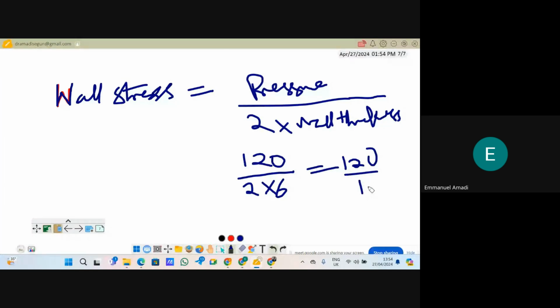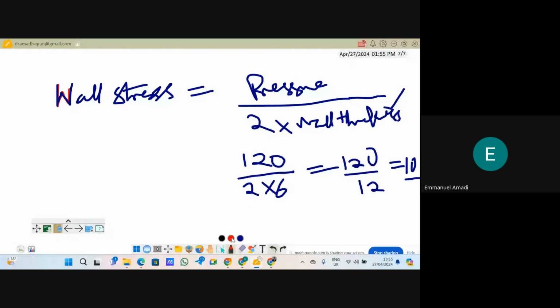120 divided by 12. This will definitely give us 10, which is definitely the wall stress in normal people. This is an illustration. So you can see that the wall thickness in this normal person is 6. Now, let us assume that this person became hypertensive.